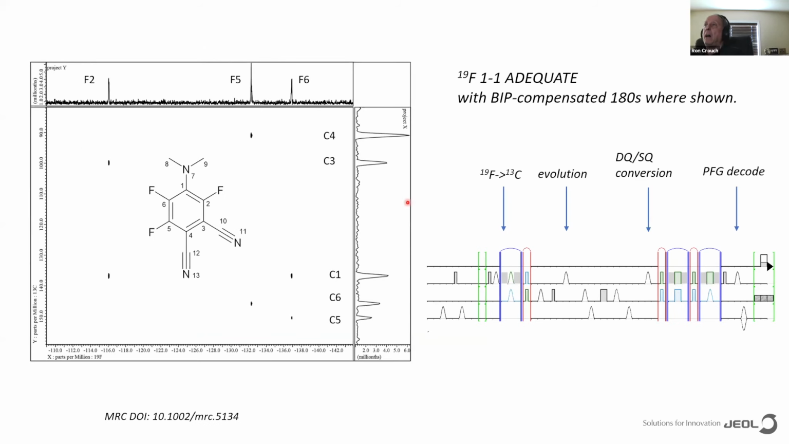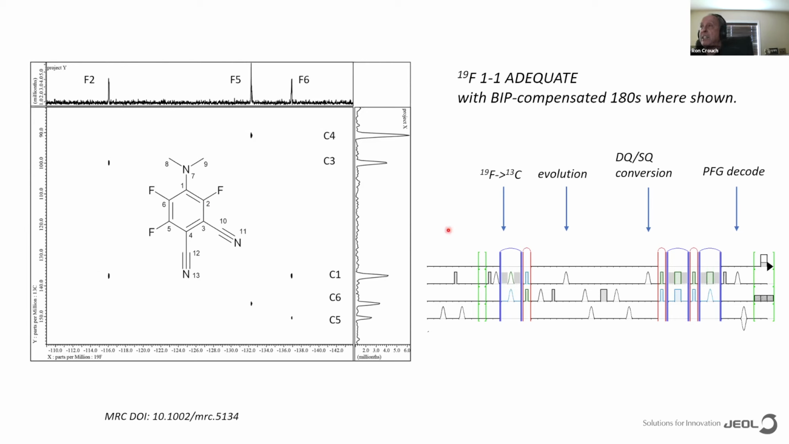Now, recently we published a note about the development of fluorine carbon ADEQUATE. So this is a 1,1 ADEQUATE on this molecule, which we see is completely unambiguous. F6 shows connectivities to 1 and 5. Its adjacent partners, 5 to 4 and 6, of course, and F2 to 3 and 1. So there's no ambiguity whatsoever.